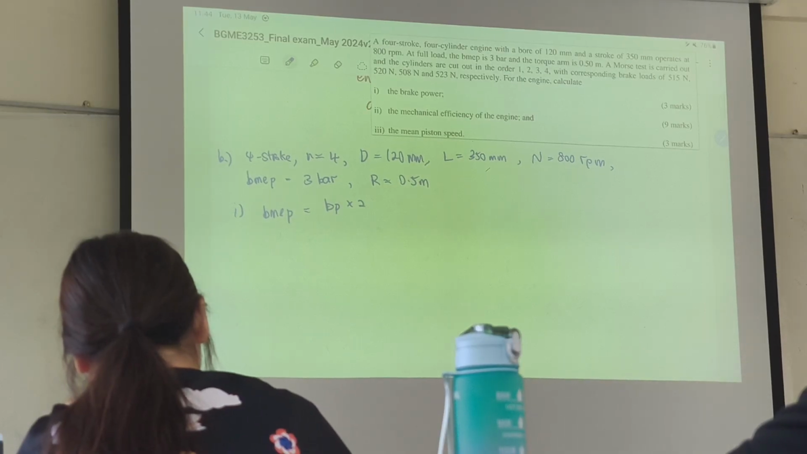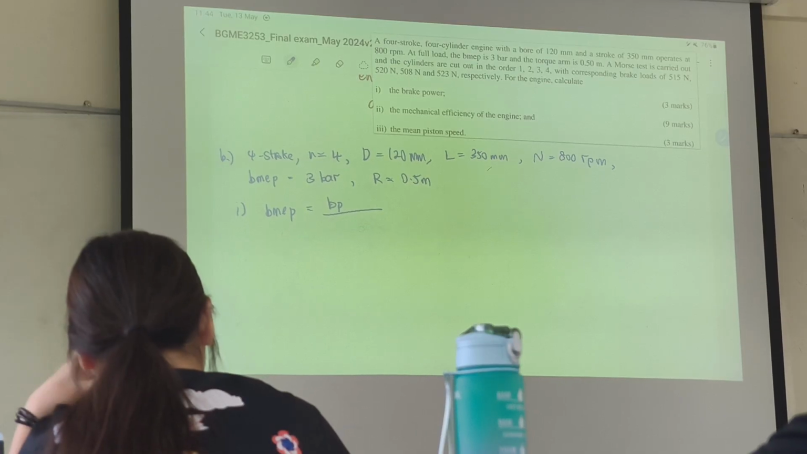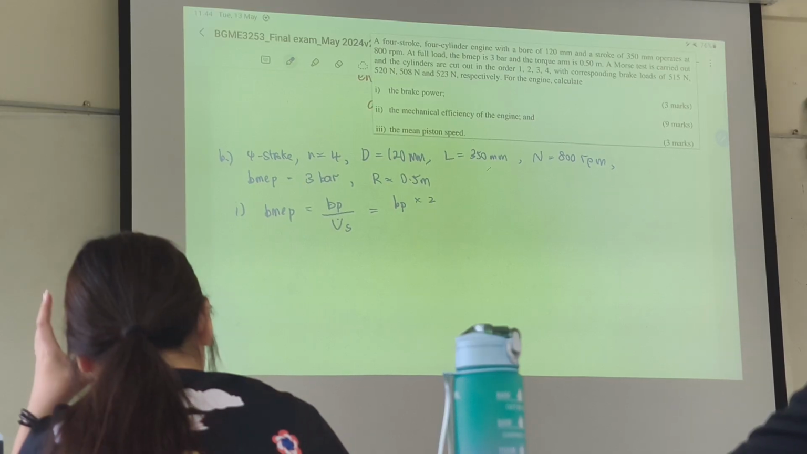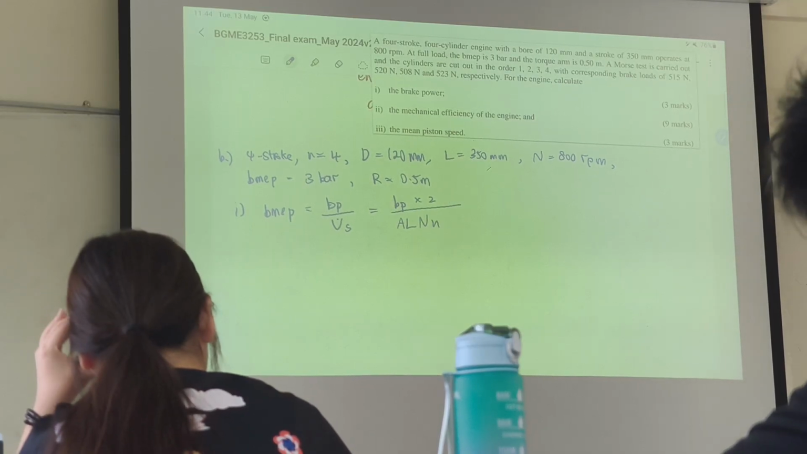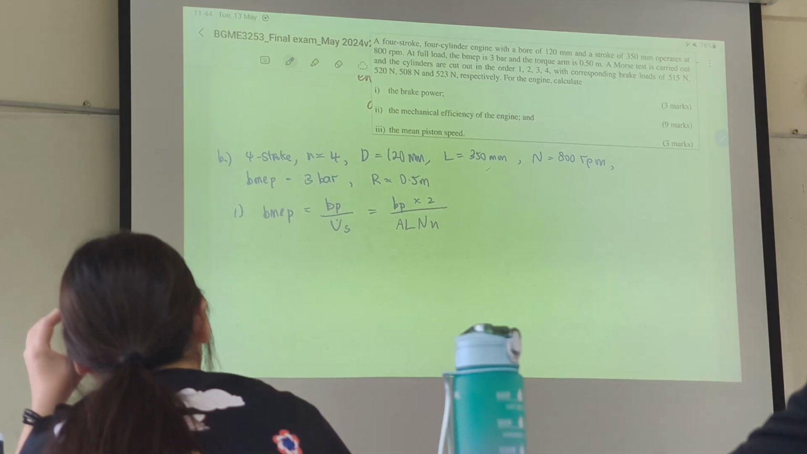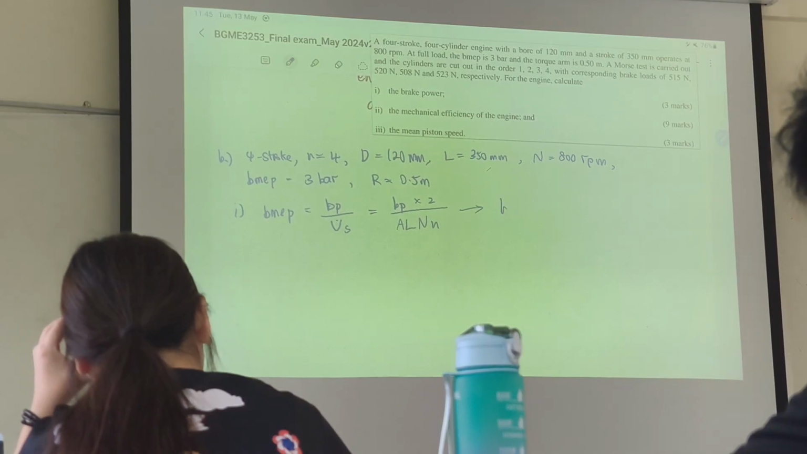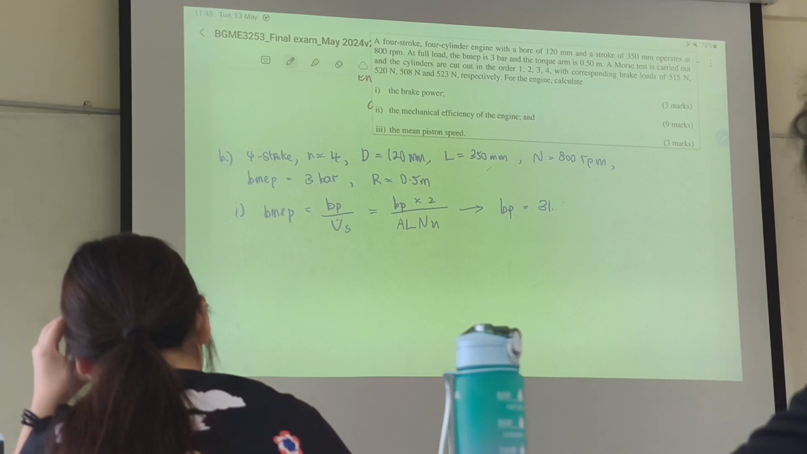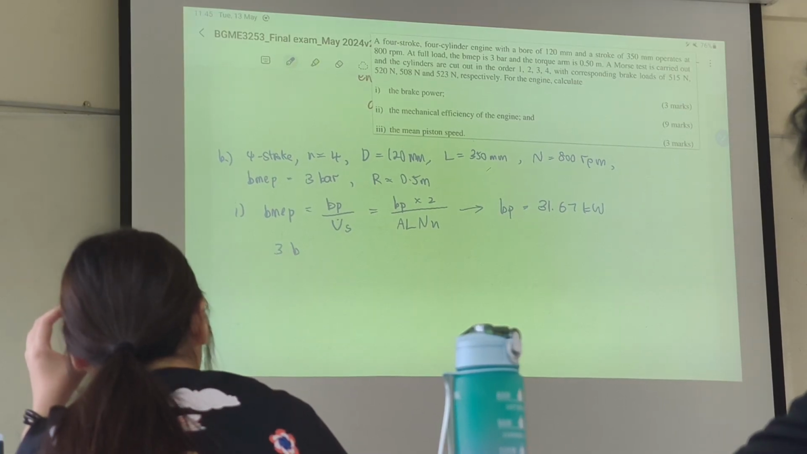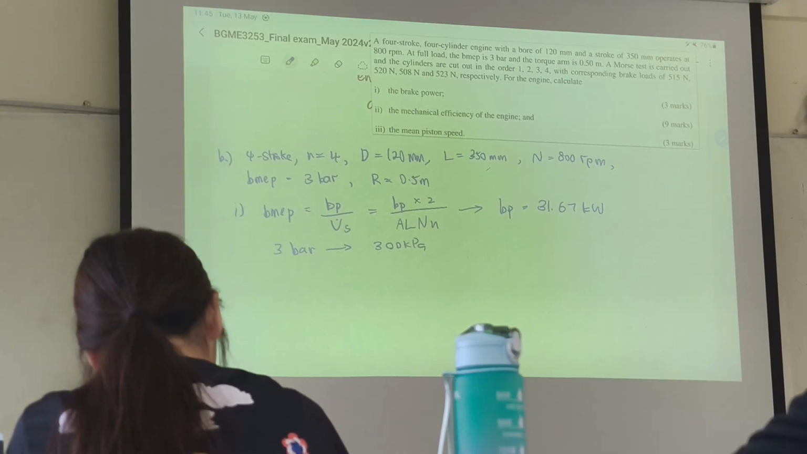So we have BMEP, you can calculate the brake power first. This is BP equals BMEP times L A N over 2, or in other words, over the swept volume. So you substitute everything and you will be able to get BP. But of course, in this case, one thing is your BMEP, they give you 3 bar, right? So change this to 300 kilopascal before you start the calculation.